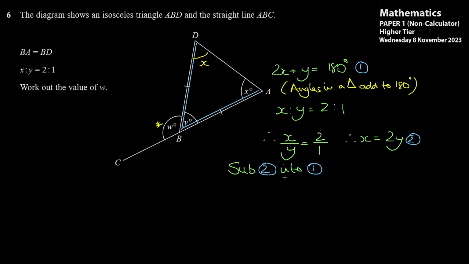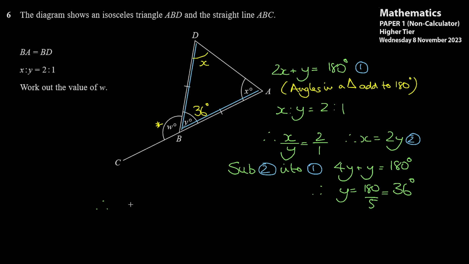So if I substitute equation 2 into equation 1, 2x means 4y plus y is equal to 180 degrees. So therefore, y equals 180 over 5, which is equal to 36 degrees. So this angle here is 36 degrees.